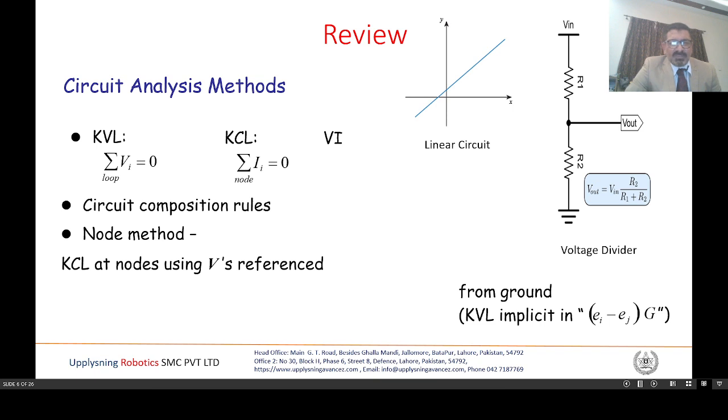And on the right side you can see a linear circuit graph. That means it will have the same voltage, same current. This is what we call linear. So it has the same proportional behavior.